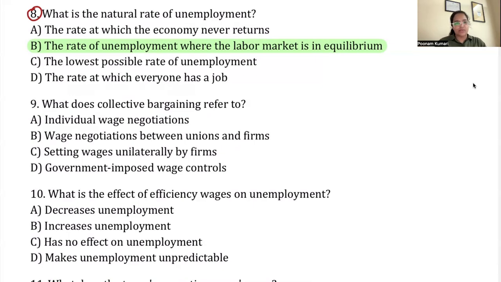Ma'am, I'm not sure about this, but the guess would be B, wages negotiation between unions and firms. Collective bargaining means that when unions and firms negotiate things among themselves, that is called collective bargaining. So B, yes. Union refers to basically the workers' side, and firms are on the other side. The wage negotiation between them is collective bargaining. Okay?